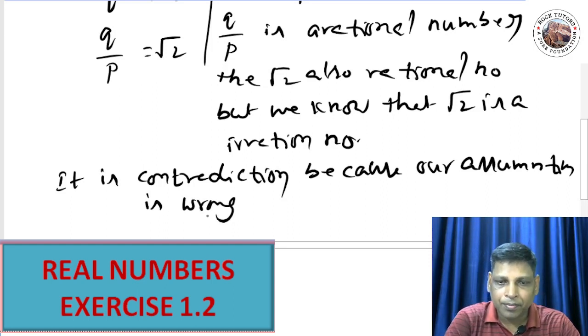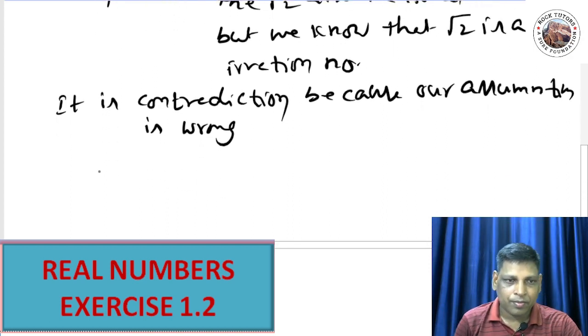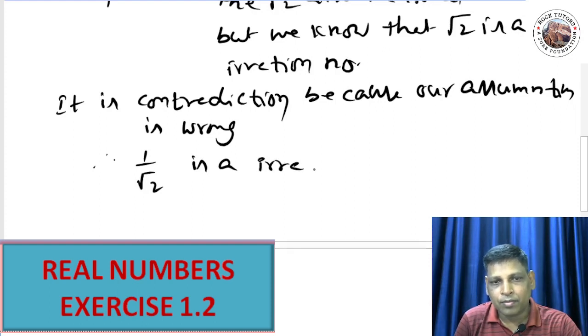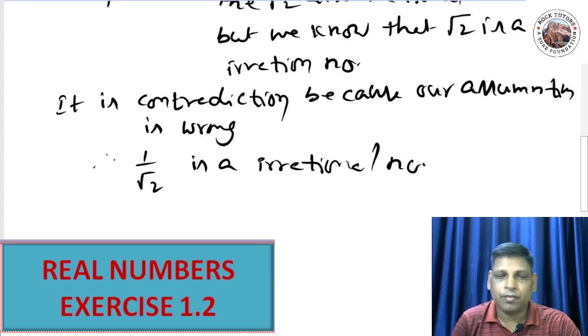Therefore, 1 by root 2 is an irrational number. Hence proved. Next question.